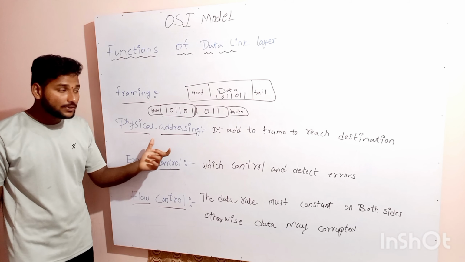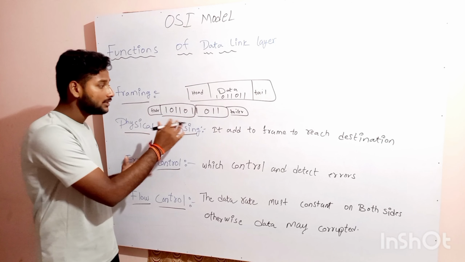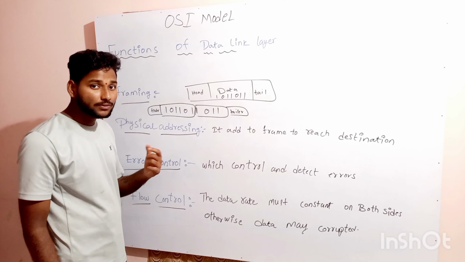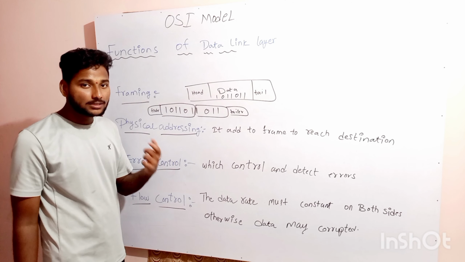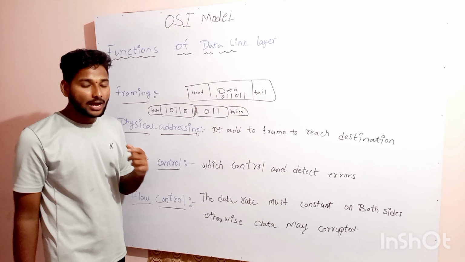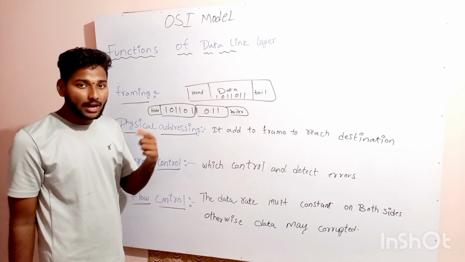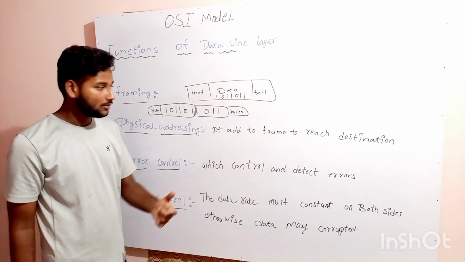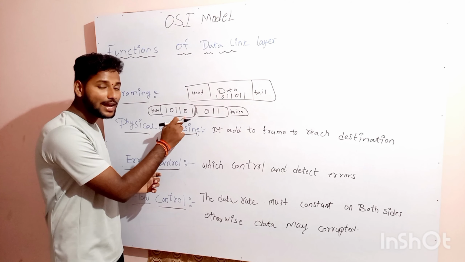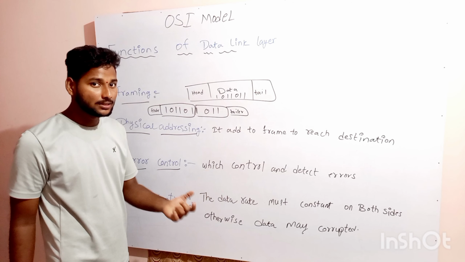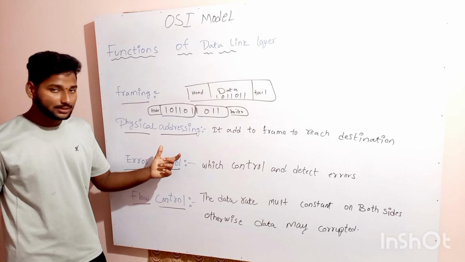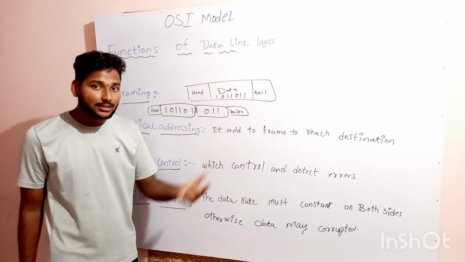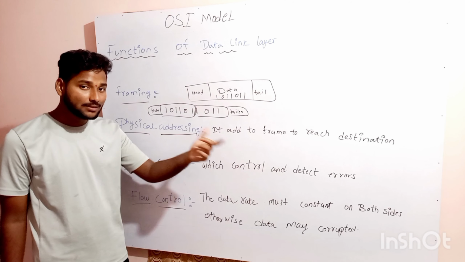The second one is physical addressing. We divide the raw data bits into a number of frames. How are these frames transmitted from sender to receiver? For example, if I have to send an email to my friend, I have a source address and also the destination address where to send. In the same way, this data is also sent to the destination. So for that, physical addressing is added to these data frames to reach their destination, which means the receiver side address.